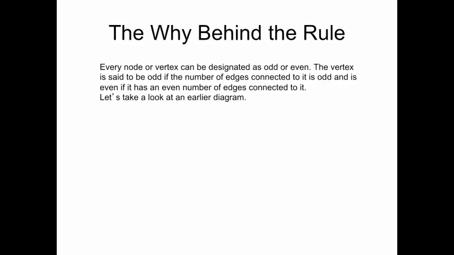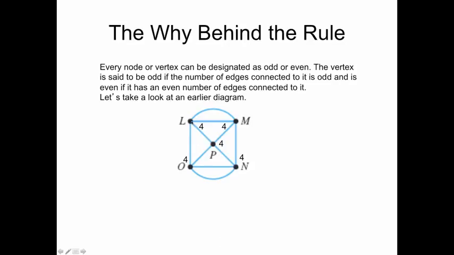Let's take a look at an earlier diagram. Here's one that you tried. If you'll notice here, L, the degree of that vertex is 4, M is 4, P is 4, O is 4, and N is 4, because they have 4 edges coming out from each one. Okay?